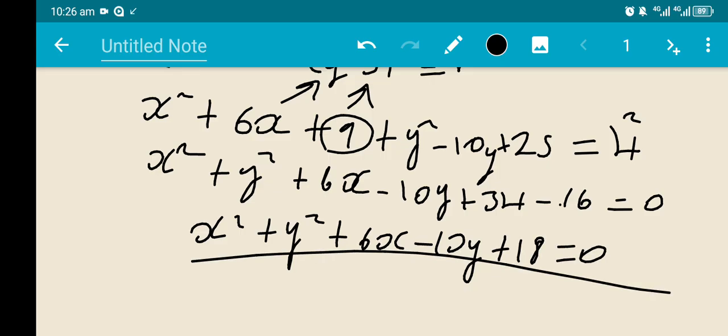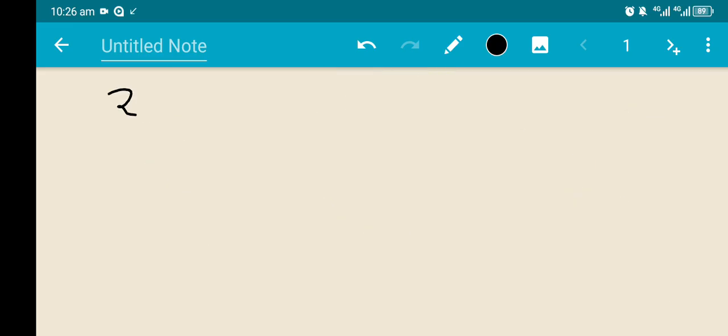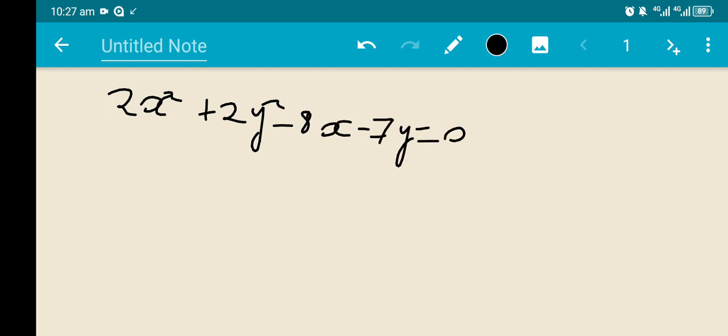Moving on to the next question. We're being told to find the center and radius of the circle that has the formula 2x squared plus 2y squared minus 8x minus 7y should be equal to 0.